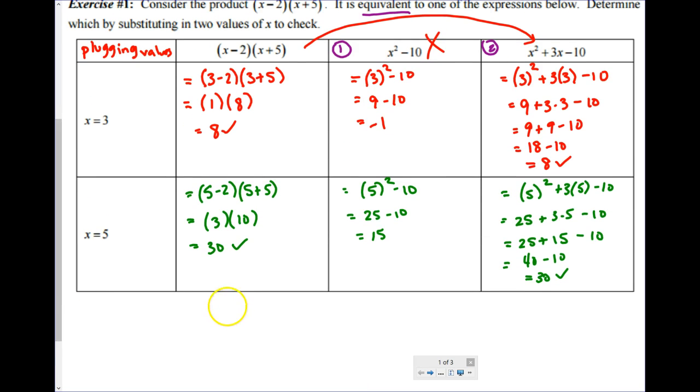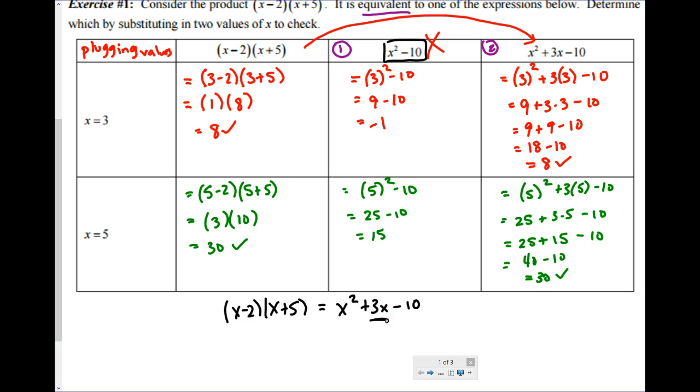So this is saying that the binomial product, x minus 2 times x plus 5, is the same as x squared plus 3x minus 10. Now what's interesting about this is that when you look at x minus 2 times x plus 5, you kind of think about this right here, x squared minus 10. Because you think, oh, x times x is x squared, negative 2 times 5 is negative 10. So where are we getting this 3x?